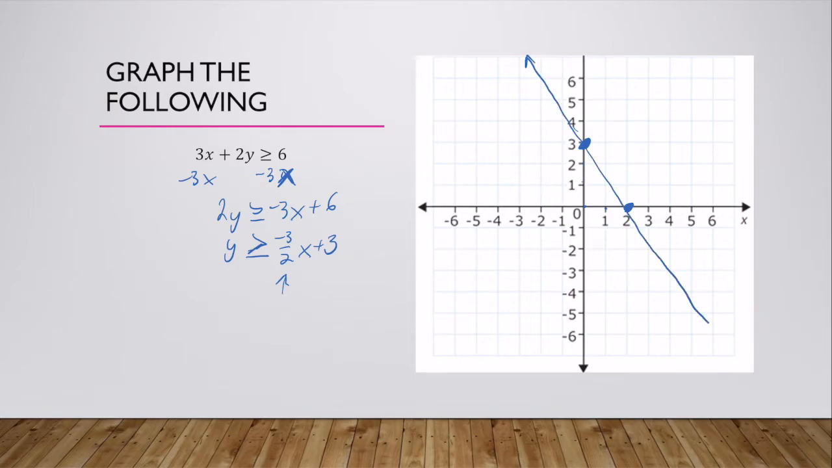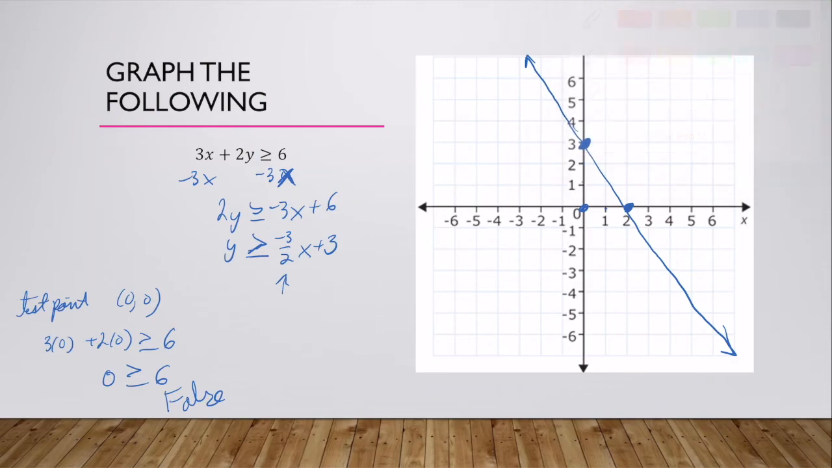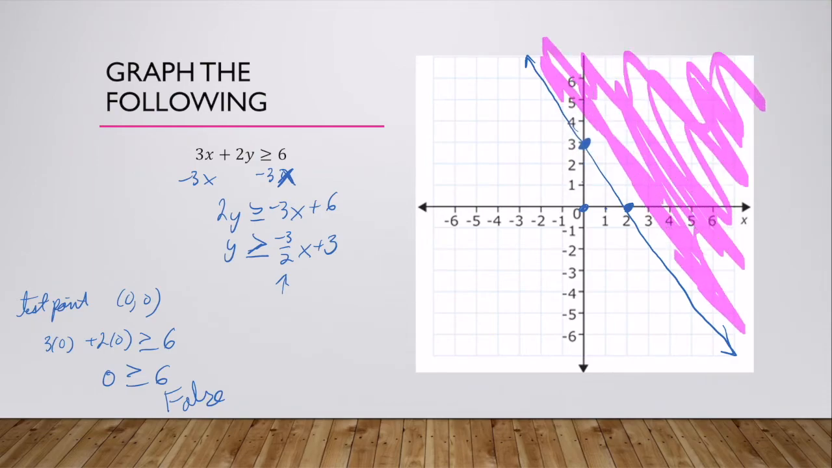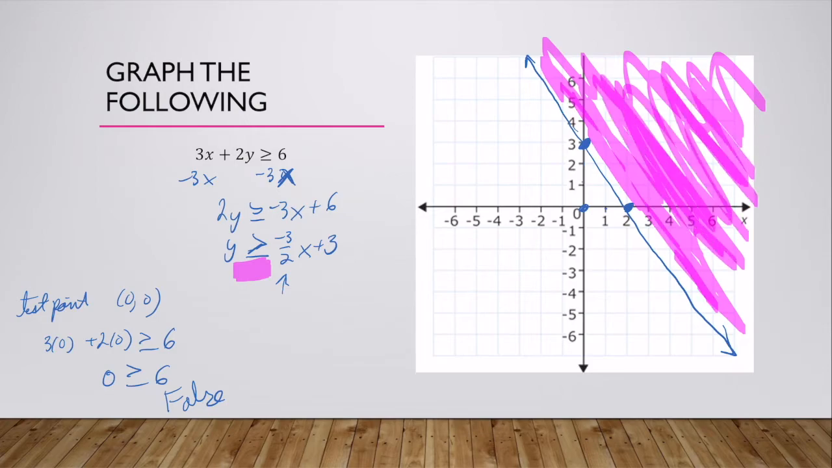And then I pick a test point. You always want to pick a test point. I'll pick 0, 0. So here I have 3 times 0 plus 2 times 0 is greater than or equal to 6. 0 is greater than or equal to 6. That's false. So I'm not going to shade the side where my test point is. I'm going to shade the other side, which would be over here. Which makes sense, because it's y is greater than. But I always want you to pick a test point if you can, just to double check your work.